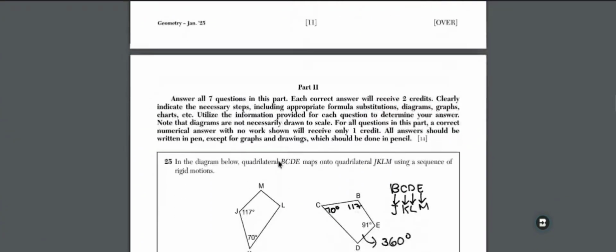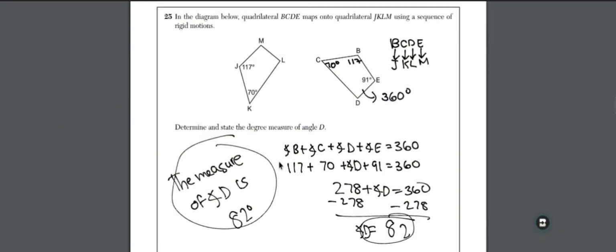So very straightforward. What you need to know for this question is the total measurement of the interior of the shape, and that when you have quadrilaterals, or any shape, that are mapped onto each other, their angles are going to correspond to each other.